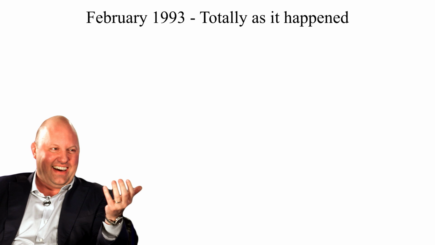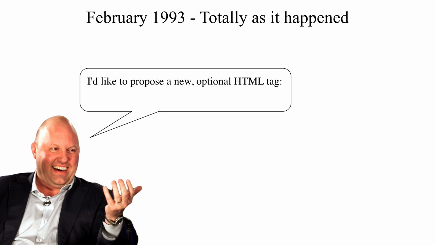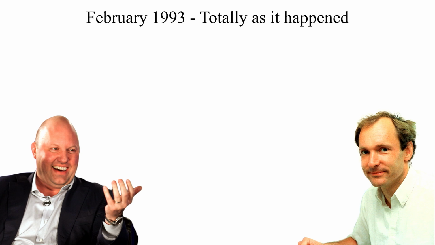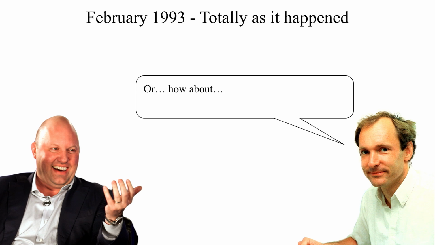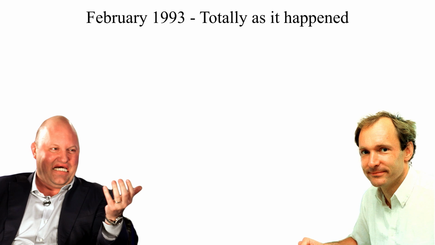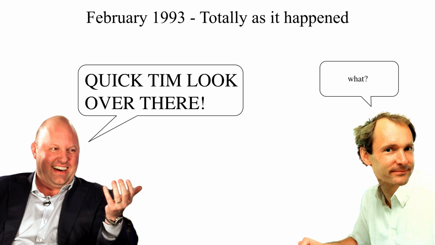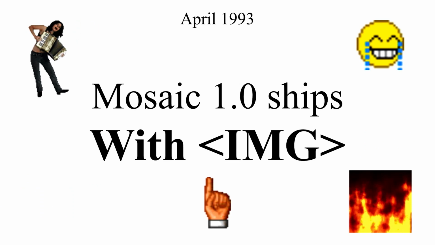Let's go back to February 1993 on the www-talk mailing list. This man, Marc Andreessen, creator of Mosaic, one of the earliest web browsers, wrote: I'd like to propose a new optional HTML tag, IMG. And this man replied, Sir Tim Berners-Lee. He wrote, or how about an entity, icon 6, system, URL, and icon 6. And Marc replied, quick, Tim, look over there. And two months later, Mosaic shipped with the image tag.